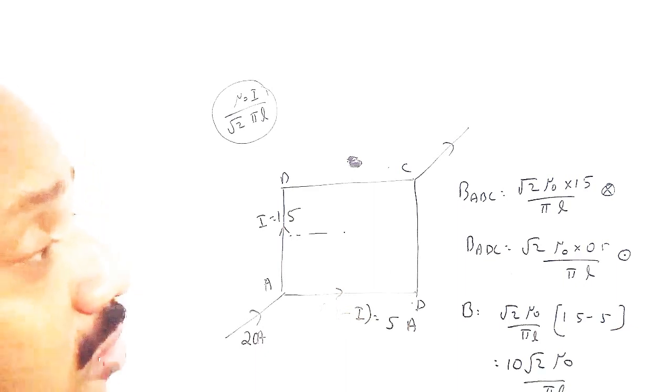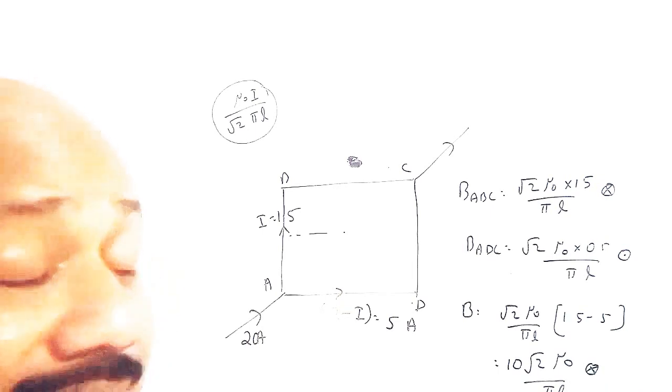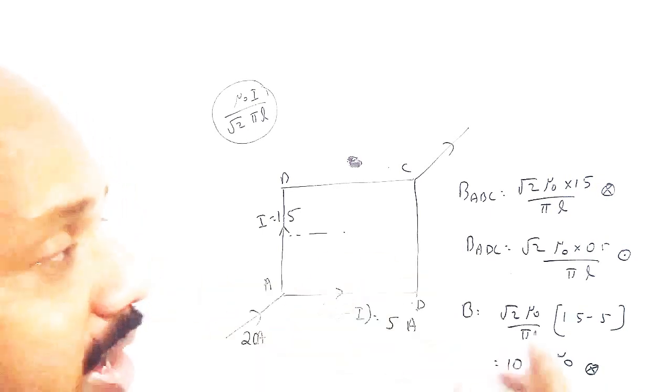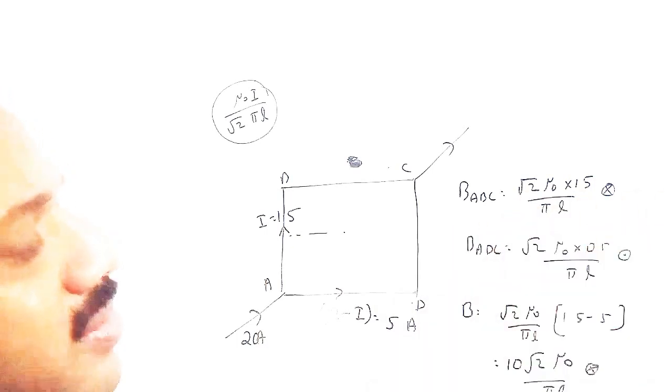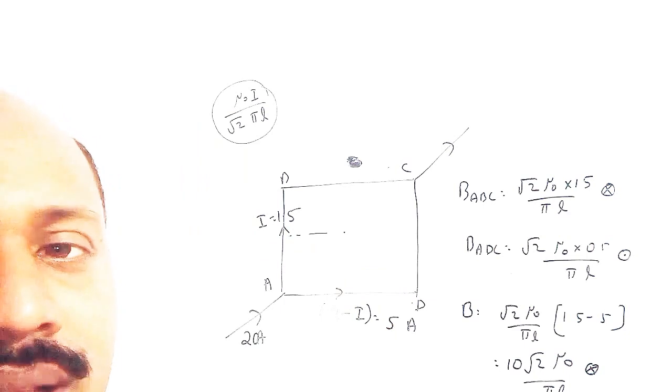Is it into the plane or out of the plane? This is the bigger one. That is into the plane. When we are taking two vectors in opposite directions, the effective vector should be in the direction of the bigger one. This is the bigger one, 15 times. Therefore, it is into the plane. The choice is 1.